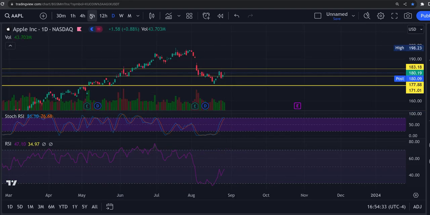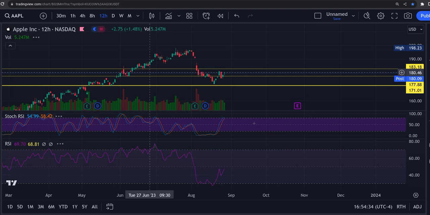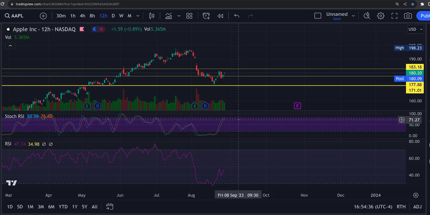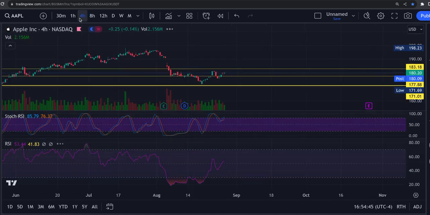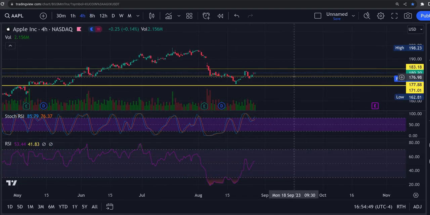All right, if we go to the 12-hour, the 12-hour is also at the top and rolling over a little bit. Still bullish, 80 and a 76. The 8 doing the same thing at 80 and a 76. The 4 is turning back up here. All right, so got to keep an eye on that 183.